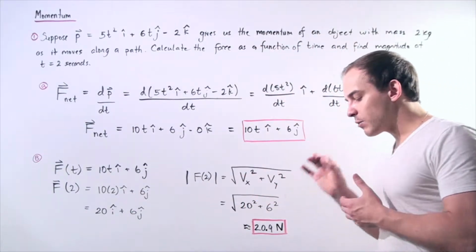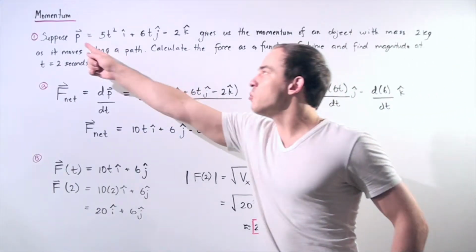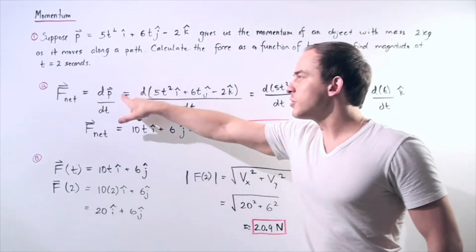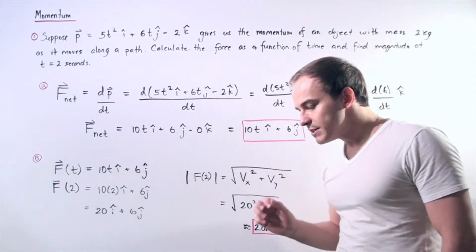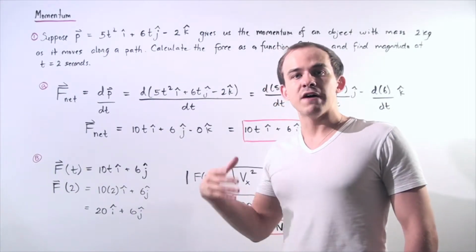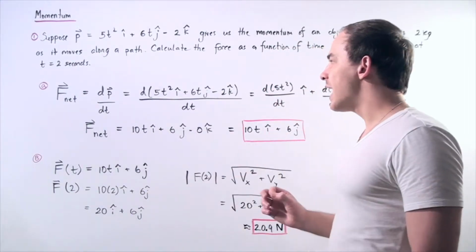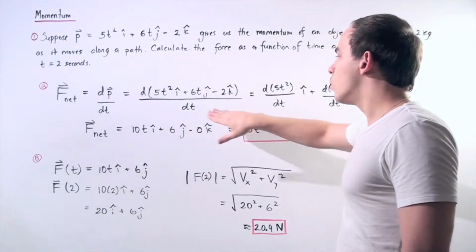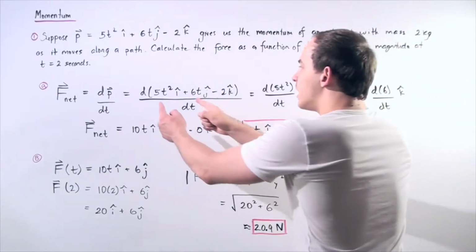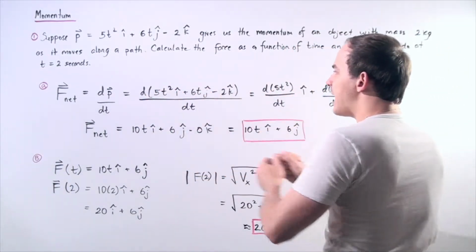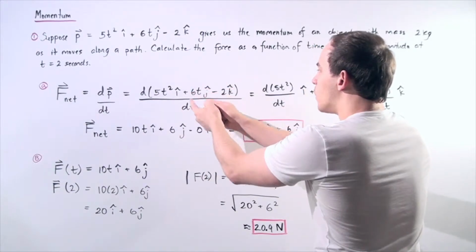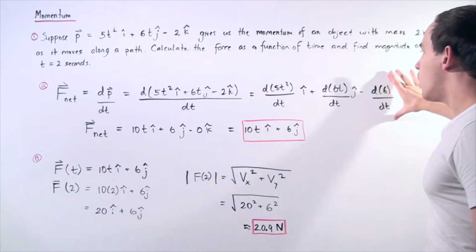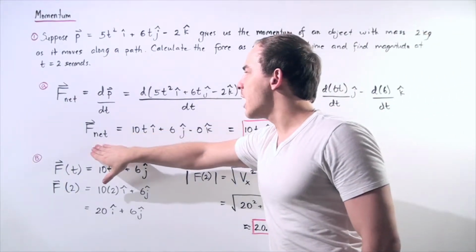So let's begin by recalling that if we take our momentum function and take the derivative of the momentum function with respect to time, that will give us the net force of our object with respect to time. So we simply want to take this function and take the derivative of it with respect to time. And because we have three different components, the x component, the y component, and the z component, we have to take the derivative of each of these components. And we get the following result.